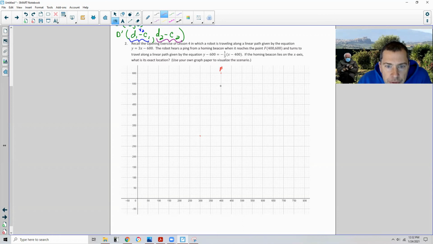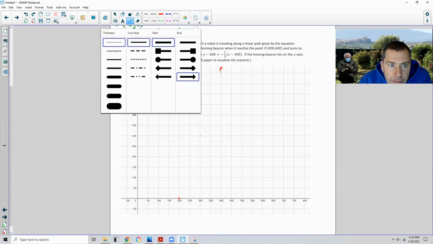Okay, we're at 600, and we're going to go down 1 to 300, and we're at the x value 400. We go left 100. So we went down 300, left 100. Down 300 again would be 0, left 100 would be 200. So now I'm here. So here is the line that it was traveling on.